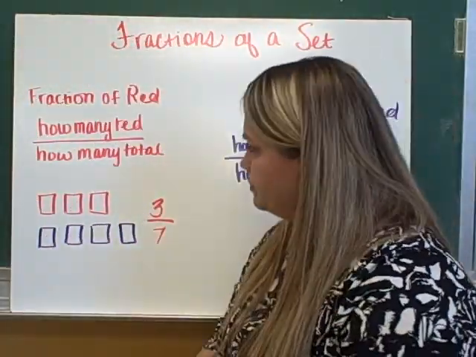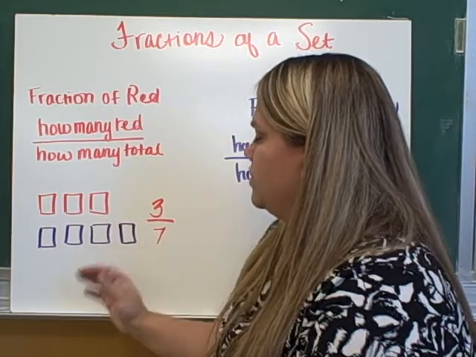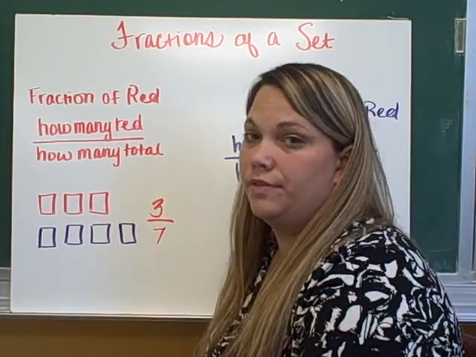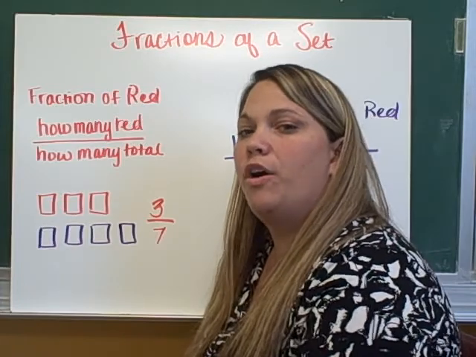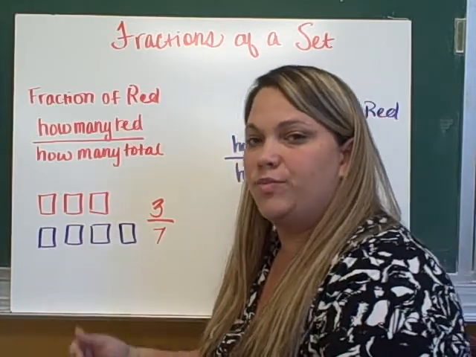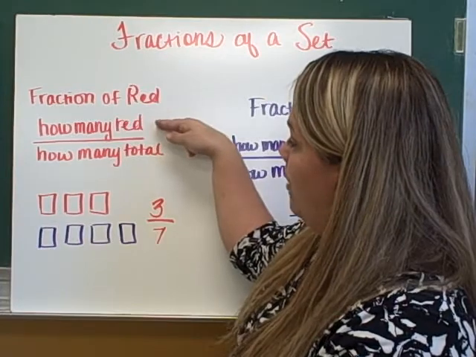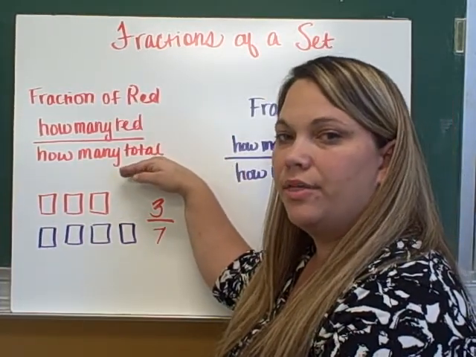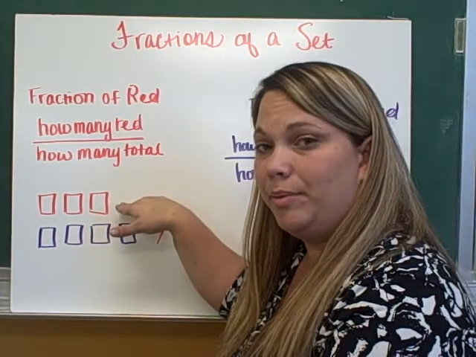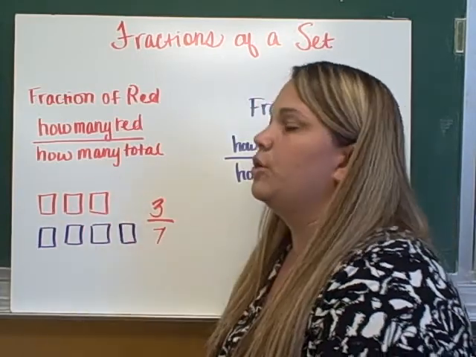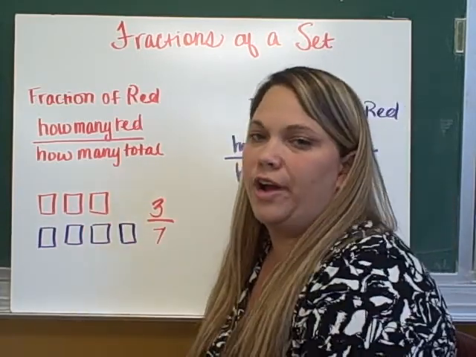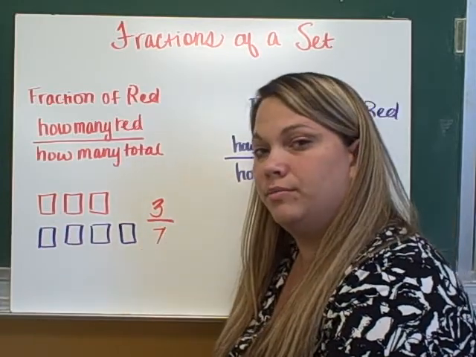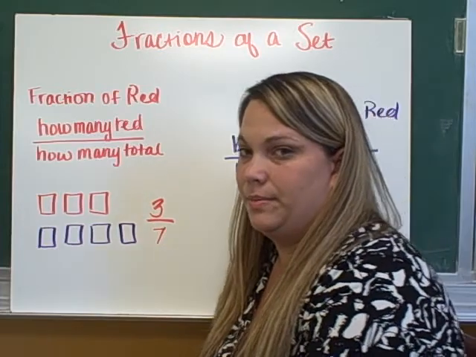Fractions of a set. Here's our set. We have 3 red, 4 purple, for a total of 7. We want to write what fraction of this set is red, which means we'll write how many red pieces are there over how many pieces are there altogether. We just said there were 3 red pieces and 7 total pieces. So to write our fraction of reds, it would be 3/7.